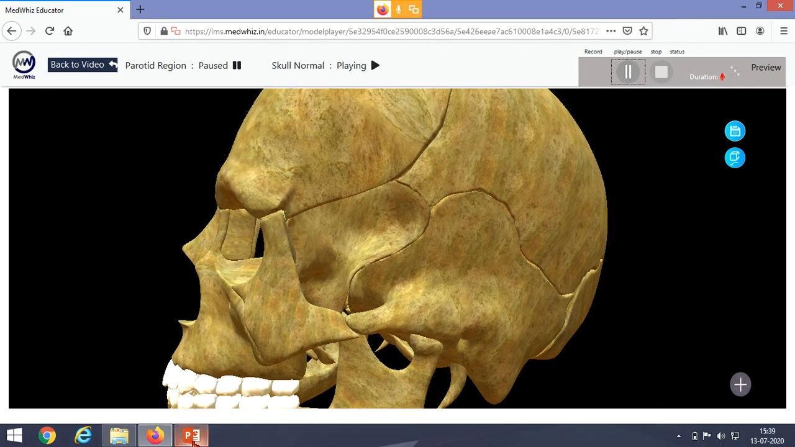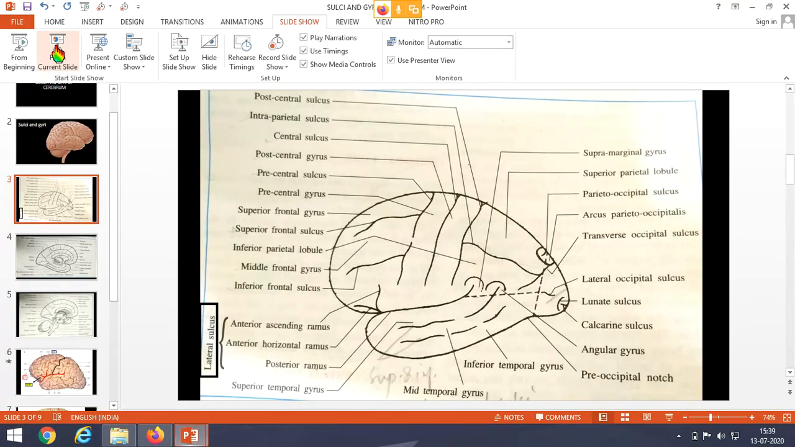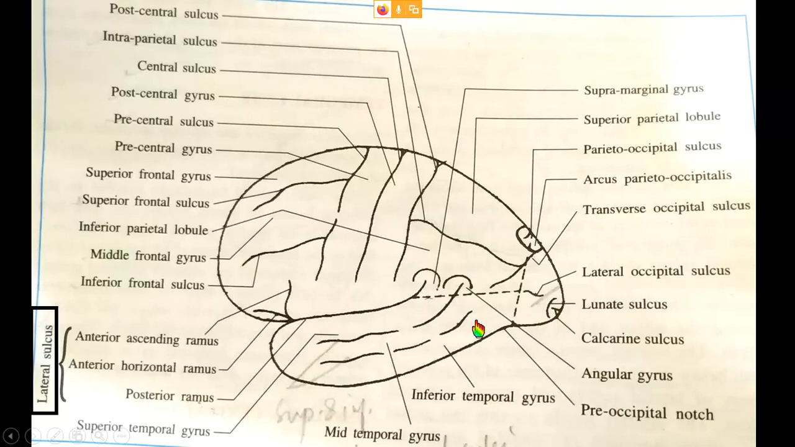Now coming to the sulci and gyri of the temporal lobe. In the temporal lobe, we can see two sulci, the superior and the inferior temporal sulci, dividing the temporal lobe into three gyri: the superior, middle, and inferior temporal gyrus.